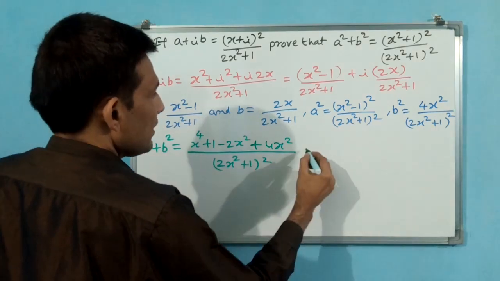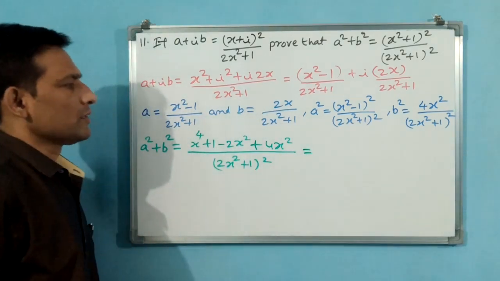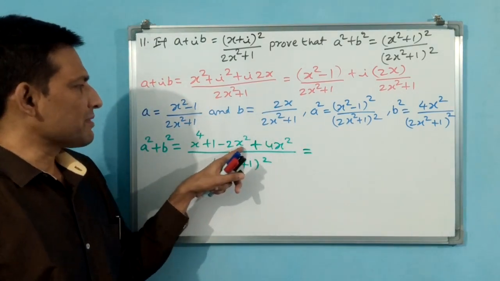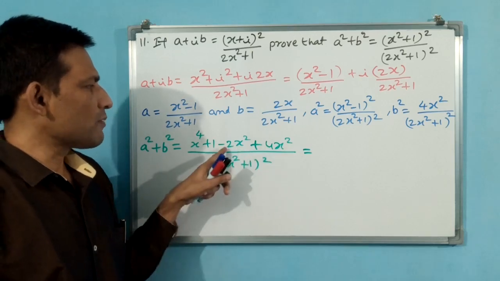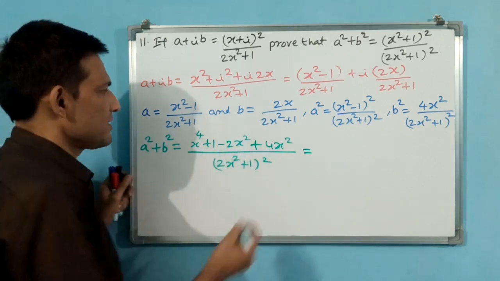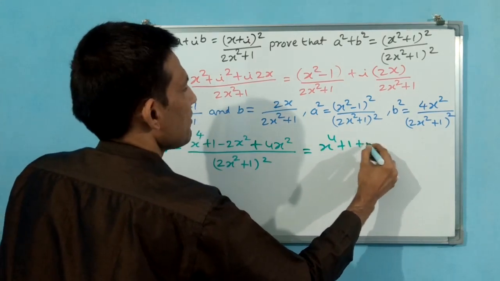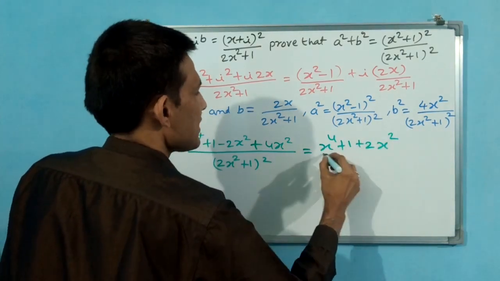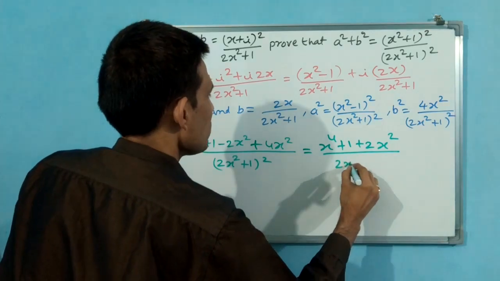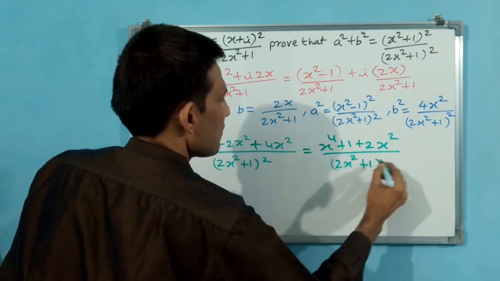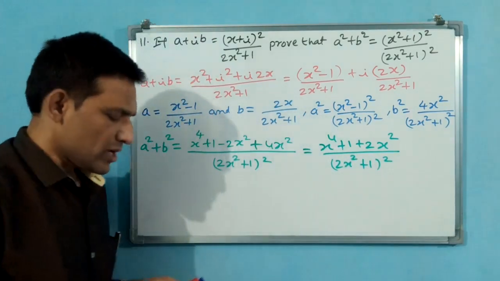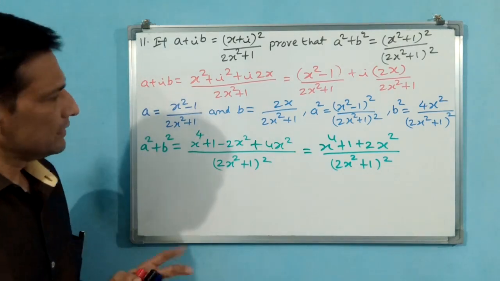Okay. Now you see what is going to come. Plus 4 minus 2. Why? Because both are x square. Plus 4 minus 2, plus 2. Write down. x to the power of 4 plus 1 plus 2x square by 2x square plus 1 whole square. Now you stop and analyze your answer.